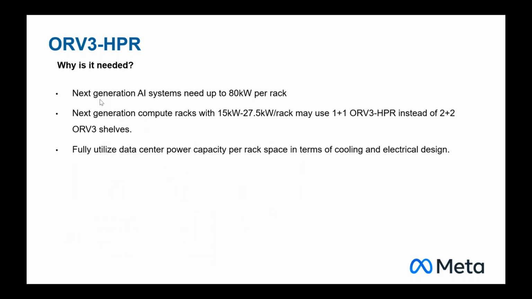So why is it needed? With our next generation AI system, we are seeing up to 80 kilowatts per rack. And next generation compute racks, we are seeing in the range above 15 kilowatts, up to 27.5 kilowatts per rack. Originally, if we are using ORV3, we need 2+2. But if we use HPR, we only need 1+1 for the general computing racks. And we can fully utilize the new data center power capacity per rack space in terms of cooling and the electrical design. We have enhanced our cooling and the upstream electrical design to support more power per rack, basically.